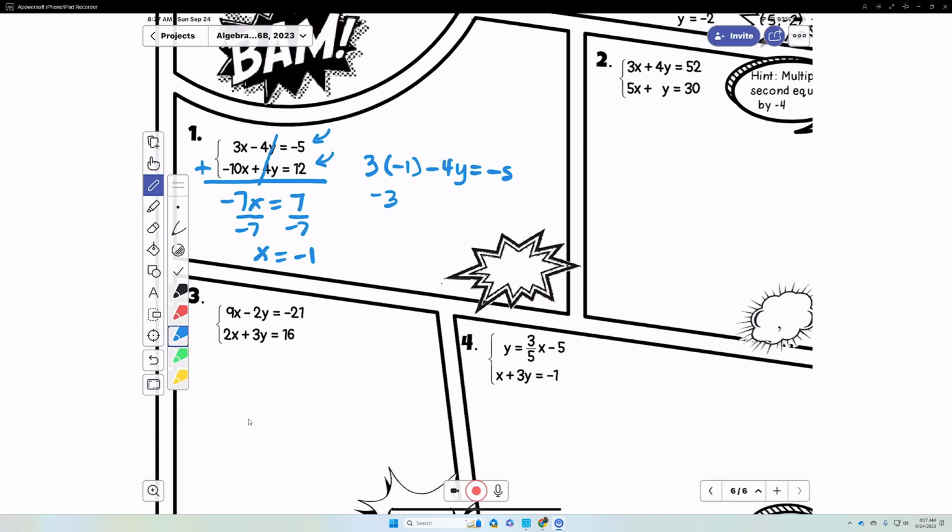So you have negative 3 minus 4y equals negative 5. Negative 4y equals, you have to add 3 to both sides. So it's going to be negative 2. Next, you divide by negative 4. So y, you notice that it's a fraction, negative 2 over negative 4, and it can be simplified. So that's 1/2. So the answer is x is negative 1, comma 1/2.